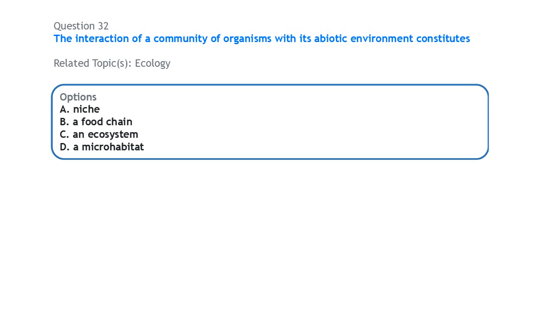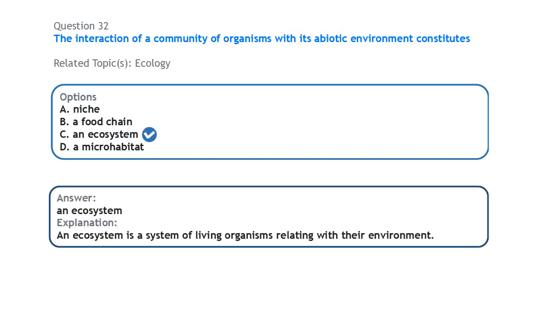Next, on ecology, the interaction of a community of organisms with its abiotic environment constitutes an ecosystem. So an ecosystem is basically a community of organisms interacting with its environment, biotic and abiotic.